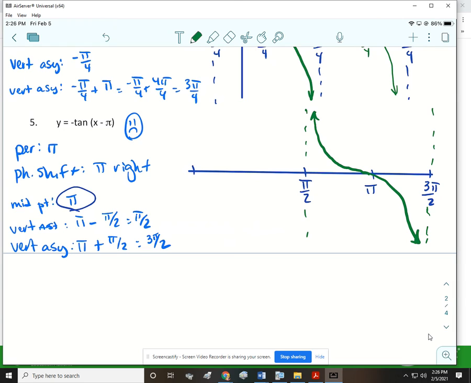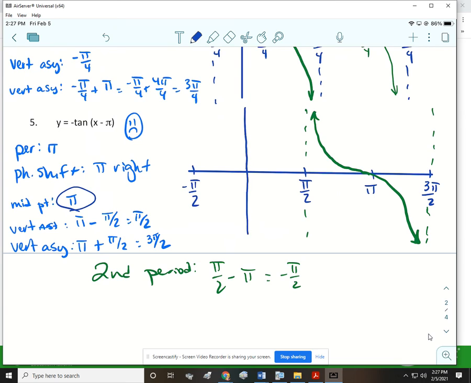Okay. And then my second period, I'm going to put on the left side. So I'm going to take pi over 2 and subtract the period from it. And then I know halfway between those is the y-axis. So here's my other vertical asymptote. There's my middle, and then I draw a graph going down.